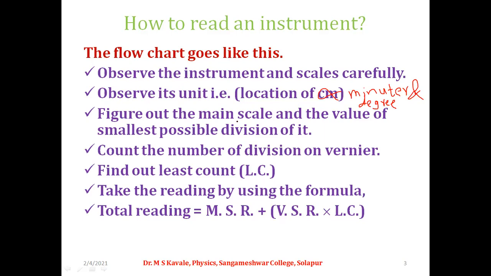Next point, figure out the main scale and the value of the smallest possible division of it. Count the number of divisions on the vernier. Find out the least count and take the readings by using the formula: total reading is equal to MSR plus VSR into LC.